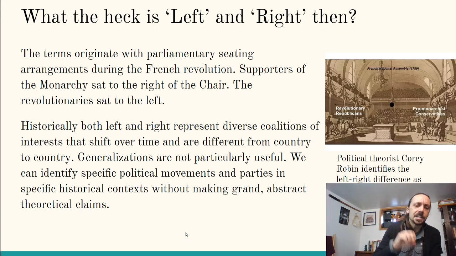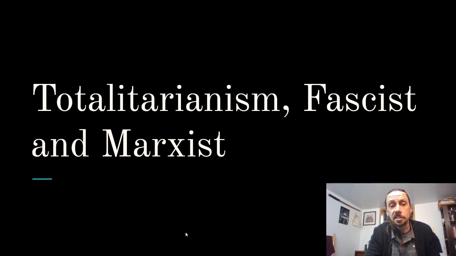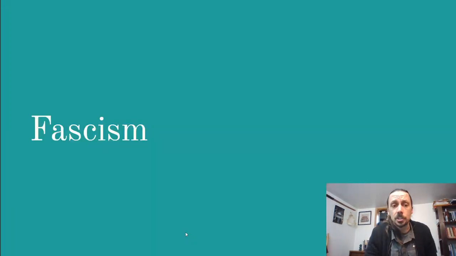We should identify specific political movements and actors in specific historical contexts and be really careful of making grand abstract claims. The right wing of the United States has shifted tremendously in the last 10, 15 years on a number of issues like trade, like immigration, right? Like the role of the international alliance system. So we can't think in terms of one consistent abstract concept the whole time. Instead, I'm going to talk about specific ideologies in their time.